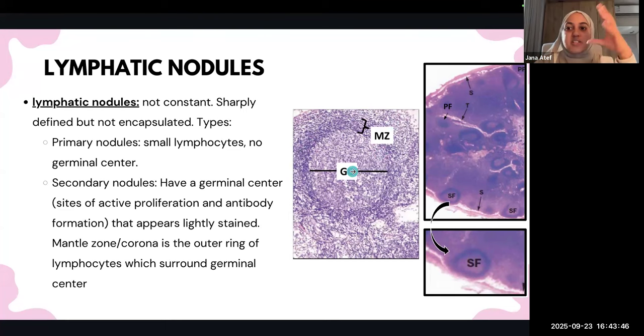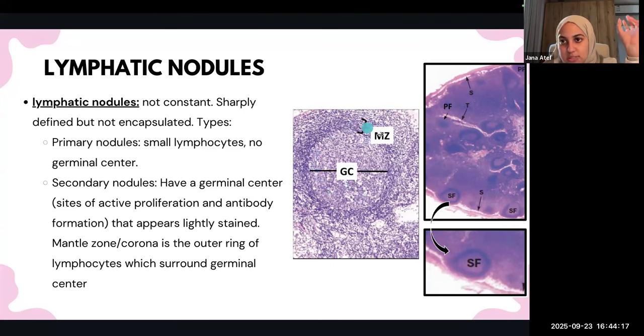Let's first define what a nodule is. There's primary nodules and there's secondary nodules. Primary nodules have lymphocytes and no germinal center, so they look like a dark spot. Secondary nodules have a germinal center, which is a site of active proliferation and antibody formation that appears light. Germinal means where something's being formed, so it's where the antibodies are formed.